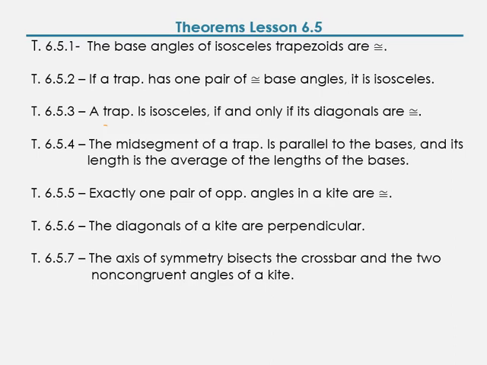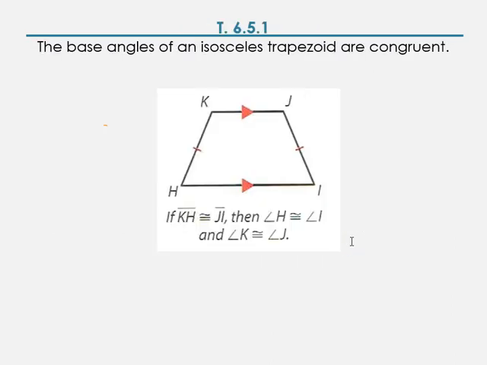So here they are, lesson 6.5 theorems, and there are 7 of them. Go ahead and write those down on your papers and get ready to draw some pictures. Theorem 6.5.1. The base angles of an isosceles trapezoid are congruent.